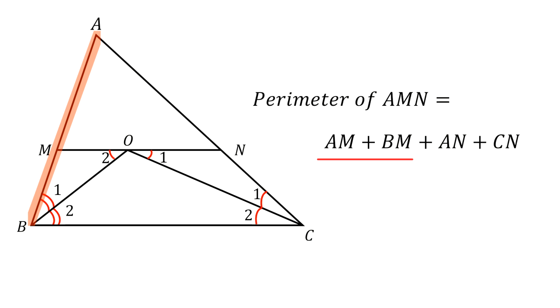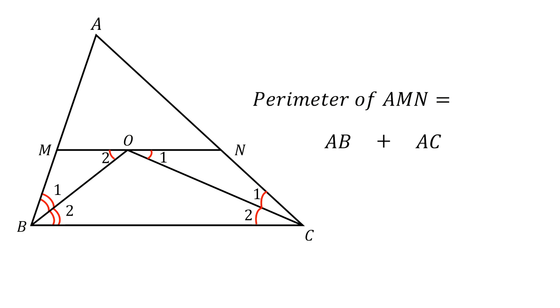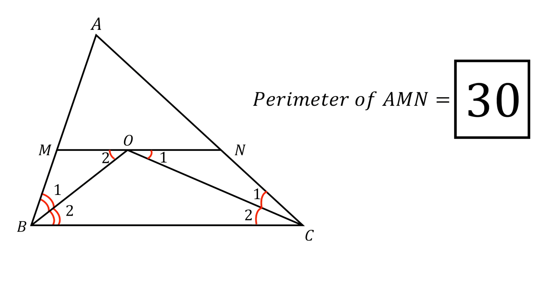Now, with a little rearrangement of the equation, everything becomes much simpler. The sum of AM and BM is equal to AB, and the sum of AN and CN is equal to AC. The perimeter of triangle AMN is equal to AB plus AC. By substituting 12 and 18 for these values, we can get the final answer. Finally, we have found the perimeter of triangle AMN, and the answer is 30.